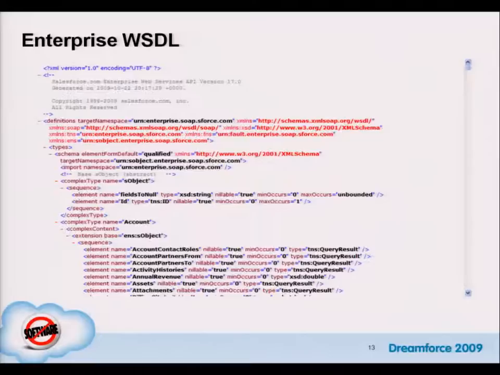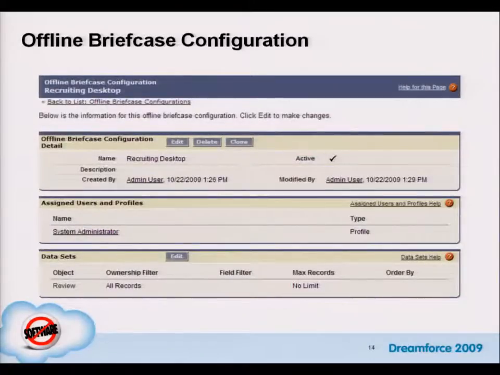Here's the Enterprise WSDL. We're going to be using this in a couple of minutes. This describes your data model, provides you that definition of the available objects and fields. And then the offline briefcase configuration. This is another thing that we're going to set up. The reason is that because we're offline, we have the issues of synchronization and conflict resolution.